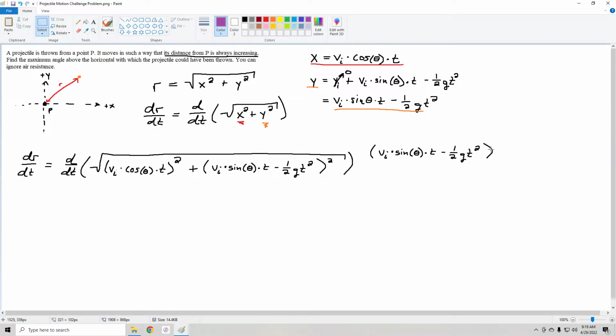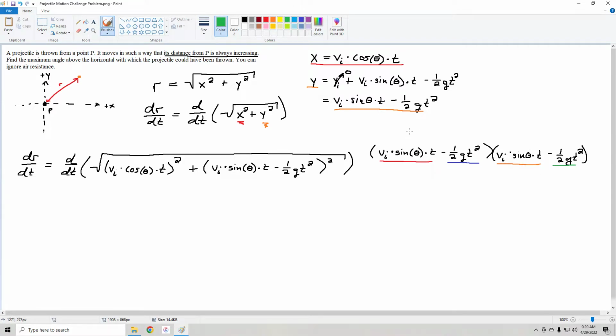Nope, that's still troublesome. So let me write it out. Pardon me on that. V initial times sine theta times t minus 1/2 gt squared. And if you're not super familiar or comfortable with the idea of foiling a quantity, especially when it's variables like this and not numbers, I recommend color coding things.